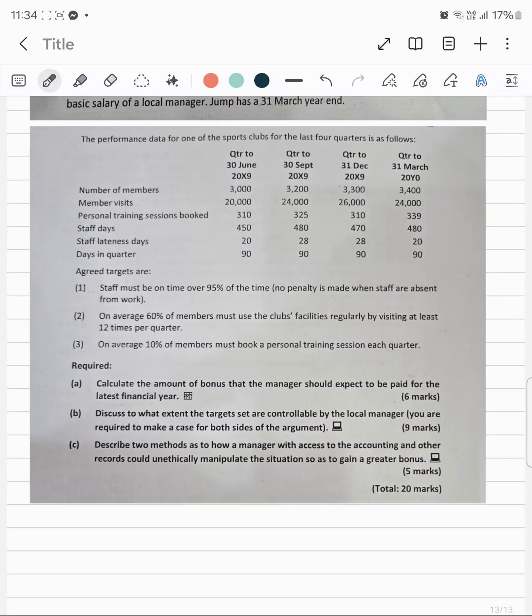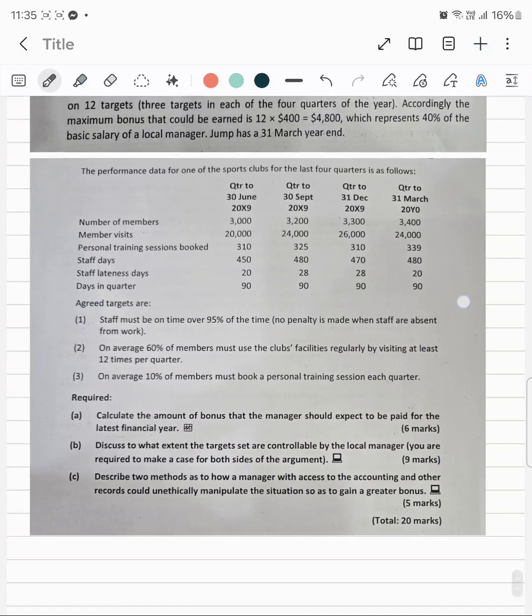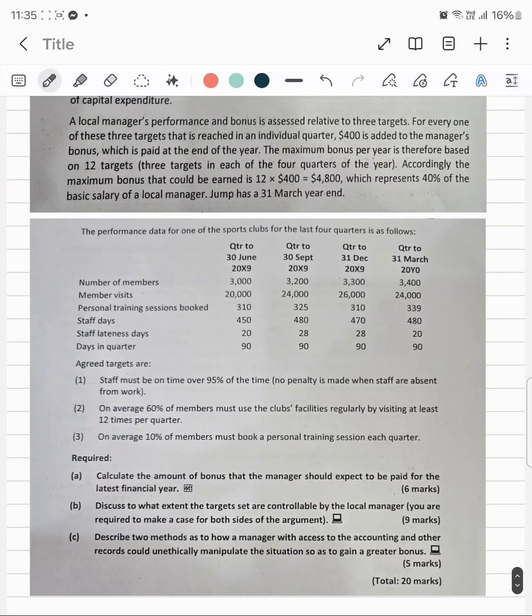Let's read the first requirement, that is part A. Calculate the amount of bonus that the manager should expect to be paid for last financial year. So the bonus is based on the targets which are achieved. I think these are the agreed targets 1, 2 and 3. The very first target is staff must be on time over 95% of the time. No penalty is made when staff is absent from work.